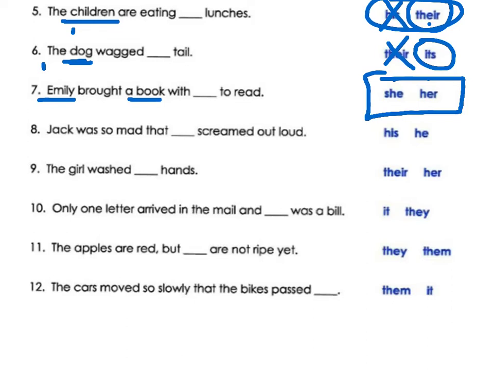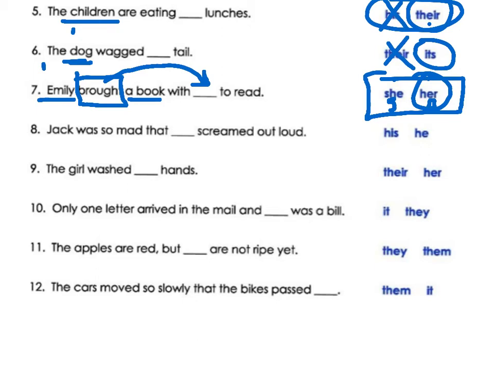In this case, you have to think about whether it is a subject pronoun or an object pronoun. And you do that by first identifying what is the verb in the sentence. In this case, it's brought. Emily brought a book with blank to read. Because the pronoun happens after the verb, then it has to be an object pronoun. She is a subject pronoun. Her is an object pronoun. Emily brought a book with her to read. So the answer is her.